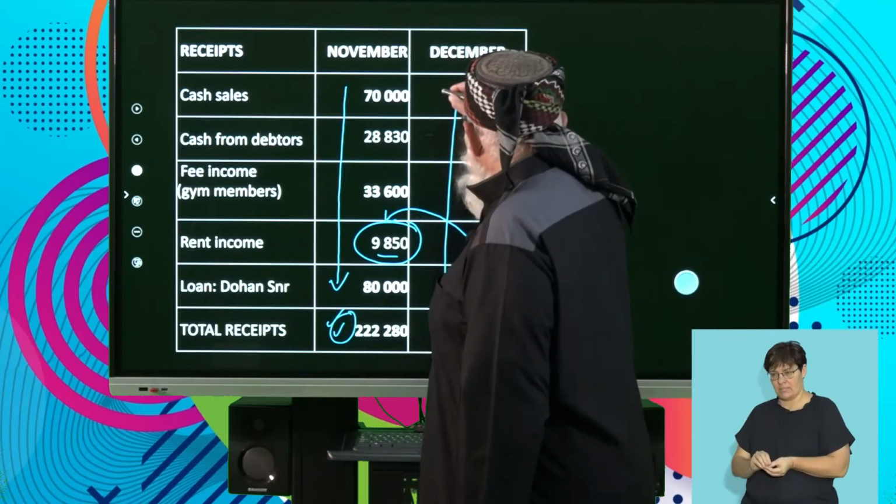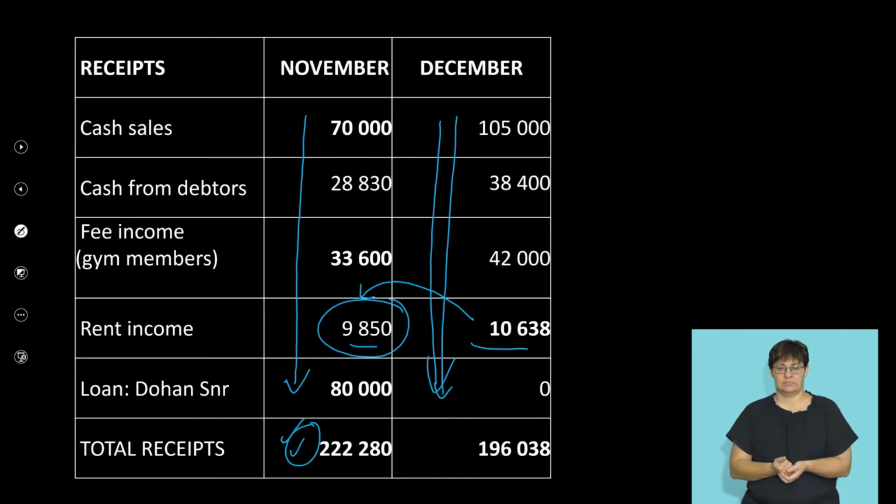And the same applies to December. You add it, and that will then give you your total receipts.